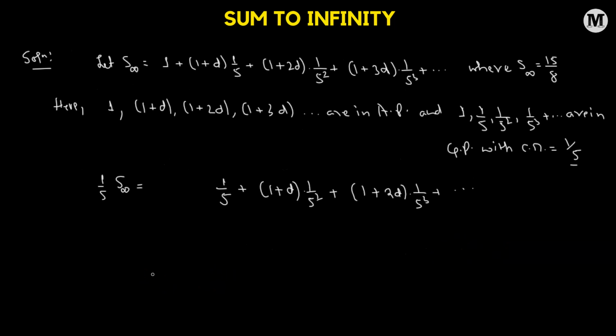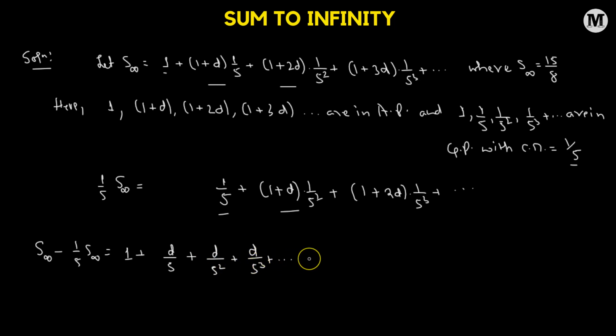So what we'll do, we will take the sum to infinite terms and from here subtract 1/5 of the sum of the infinite terms. We'll keep the first term as it is. Next, we'll take the second term of S infinity and subtract the first term of 1/5 of S infinity. So (1 plus d) times 1 over 5 minus 1 over 5 gives us d over 5. Then we take the third term of S infinity and subtract the second term of 1/5 of S infinity. That leaves us with d over 5 squared. And the next term will be d over 5 cube and we have the rest of the terms.